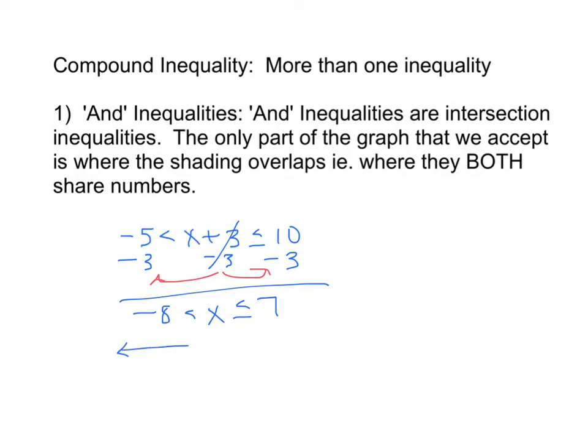Now, as we learned previously, if you would graph that on a number line, remember you want your smallest number to the left and your biggest number to the right. It would be graphed something similar to this. And if we were writing it in interval notation, it would be all the numbers between -8 and 7.